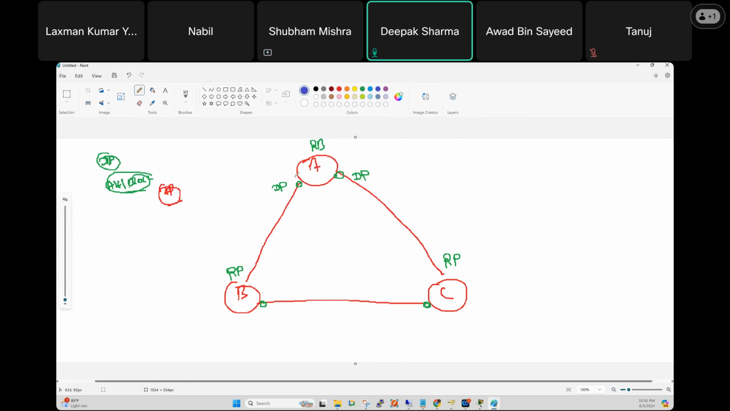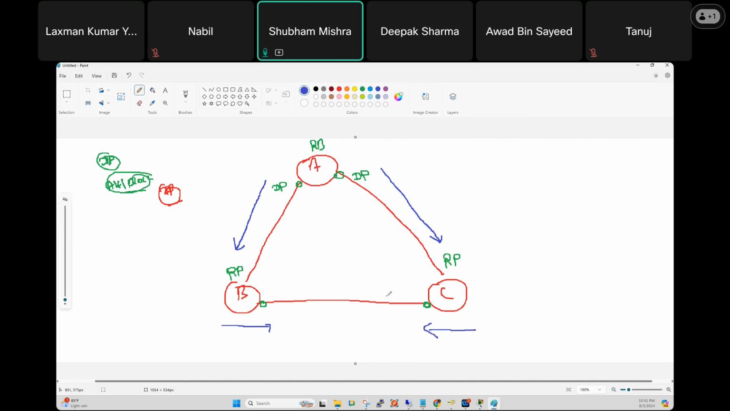This root bridge sends the BPDU here and root bridge sends the BPDU here. Now, switch B forwards this BPDU and switch C also forwards this BPDU. Yes or no? Now, what is the root bridge ID?